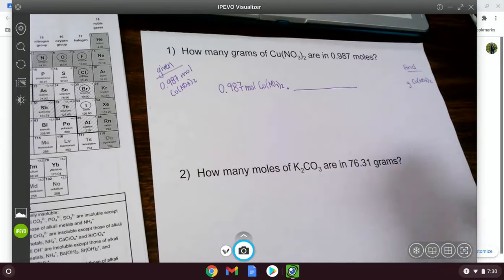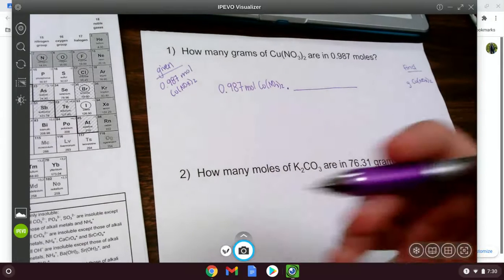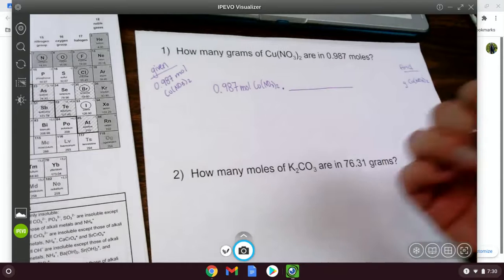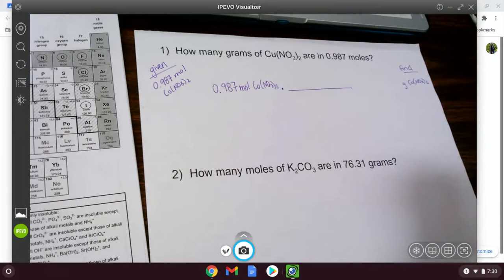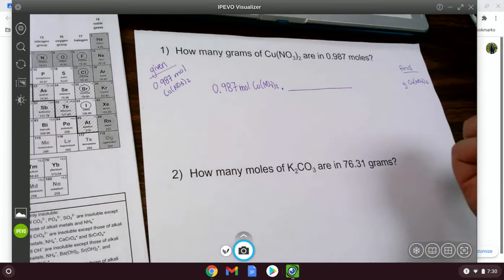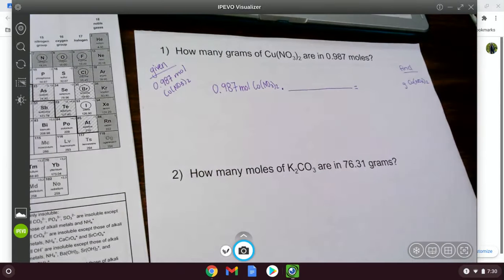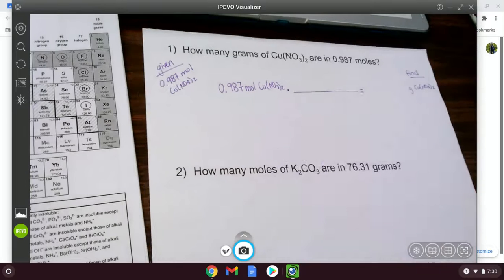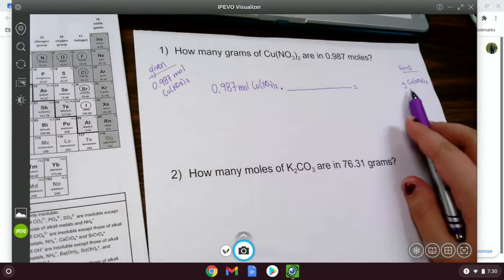Okay, so I'm only going from moles to grams, so I know that this is a one-stepper. Okay, that's from my notes. I know I only need one step to get me where I want to go. So I'm going to put an equal sign. Okay, now we want to eventually end up with grams.